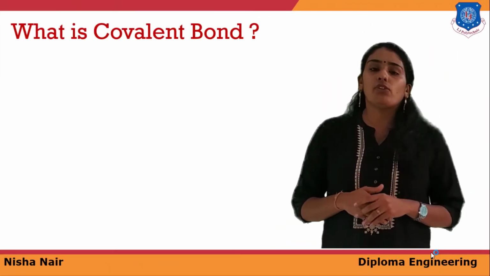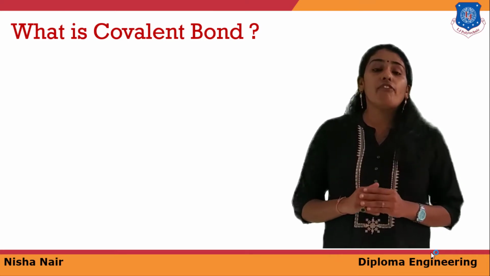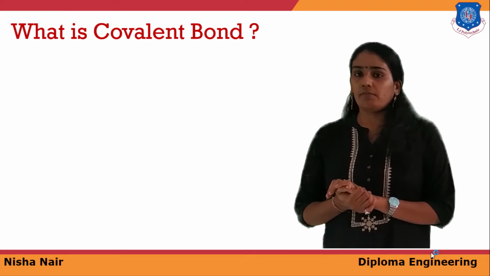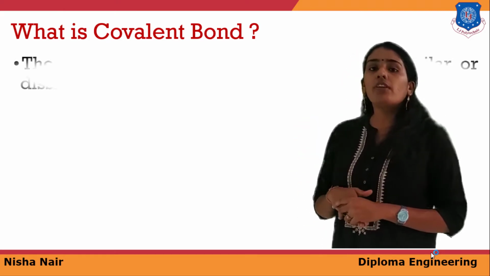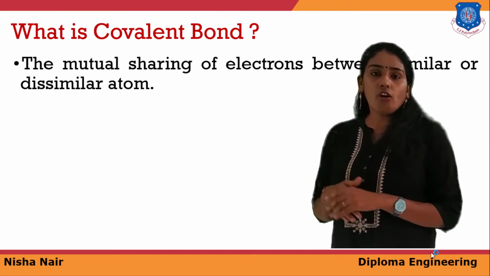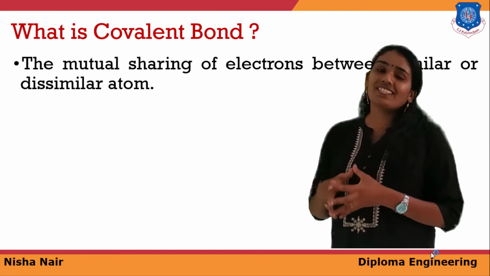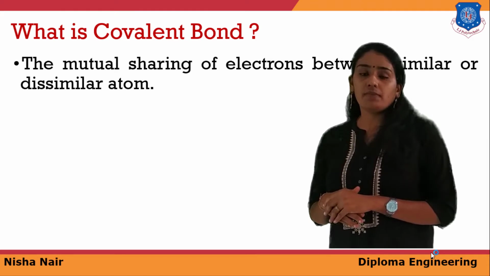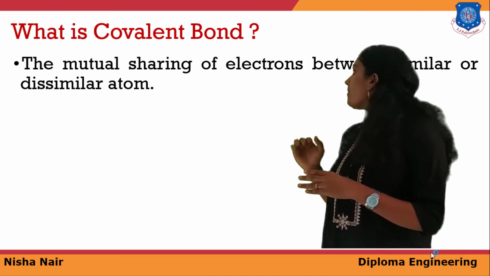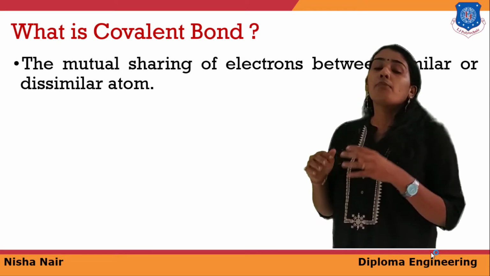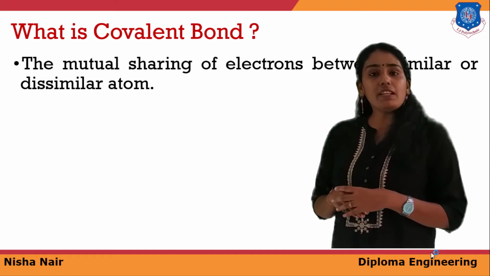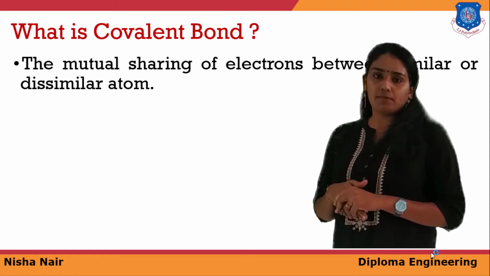In previous video, we have learned about ionic bond where transfer of electron takes place from one atom to another atom. Here in this covalent bond, we can see sharing of electrons takes place, sharing of electrons between two similar or dissimilar atoms. Here mutual sharing takes place. So we can give a definition of covalent bond as mutual sharing of electrons between two similar or dissimilar atoms.